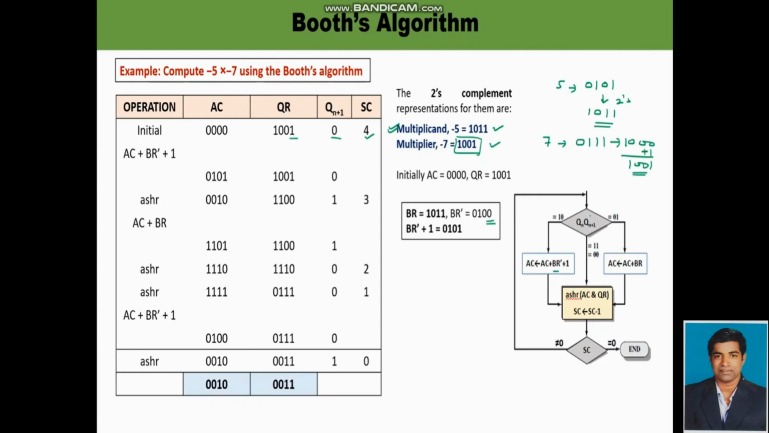Here Qn and Qn+1 is 0,1. Then we perform the operation, that means AC plus BR. After performing AC plus BR, we get 1101 1100 1, and we perform right shift, and we get the result Qn and Qn+1 is 0,0. Because of that, we are not doing any operation. Simply, we move to the next cycle. That is why the sequence counter alone gets decremented.